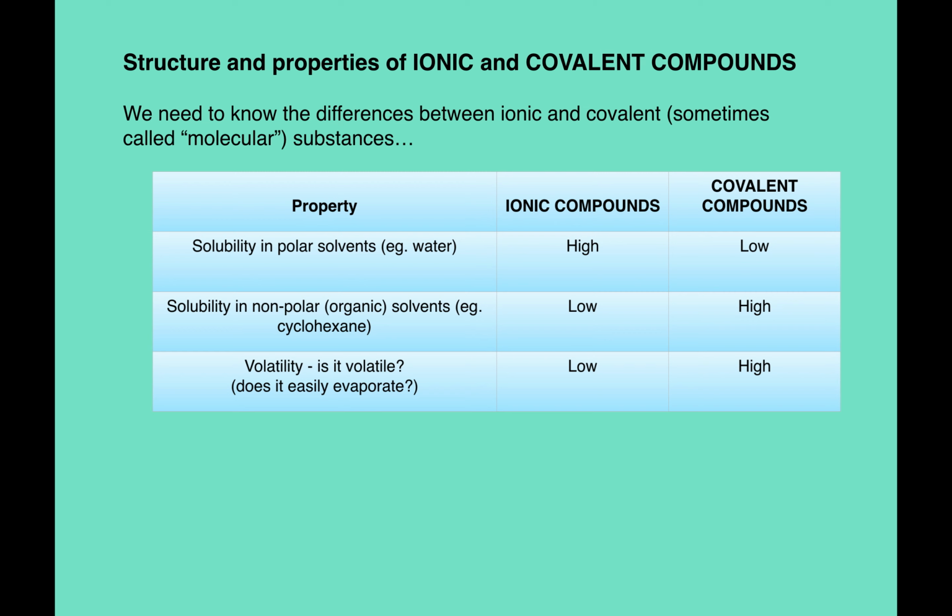How volatile are they? How easily do they evaporate? Well, ionic compounds, because they have these strong forces of attraction between the oppositely charged ions, they have very low volatility. They don't evaporate. But covalent compounds, they have high volatility. You think of alcohol like ethanol or water. A puddle of water will evaporate on a warm day quite quickly. Hydrogen gas, it's a gas at room temperature. Bromine liquid is very volatile. It forms bromine gas very quickly.